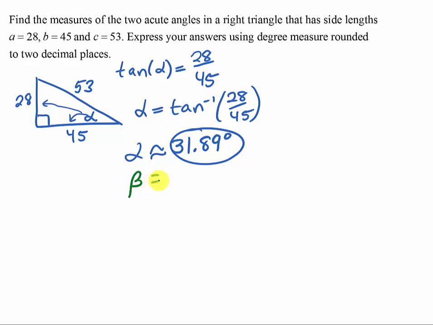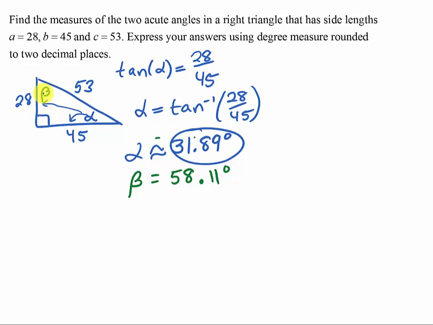Now, with that information, I can easily find beta. I don't need to use a trig function to do it because the sum of the angles in a triangle has to be 180, and so 90 is used up with the right angle, and so the other two angles need to add up to 90. So I can simply take 90 and subtract the 31.89, and I will have beta. So that's going to be 58.11 degrees.